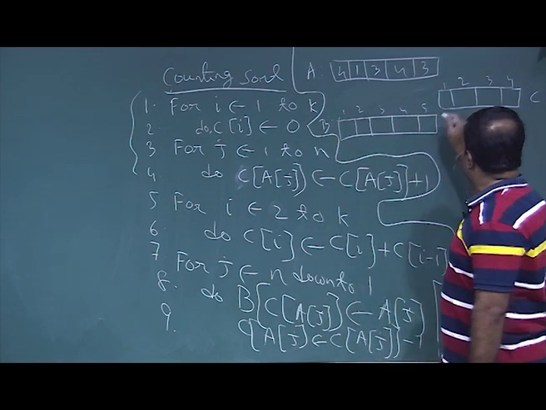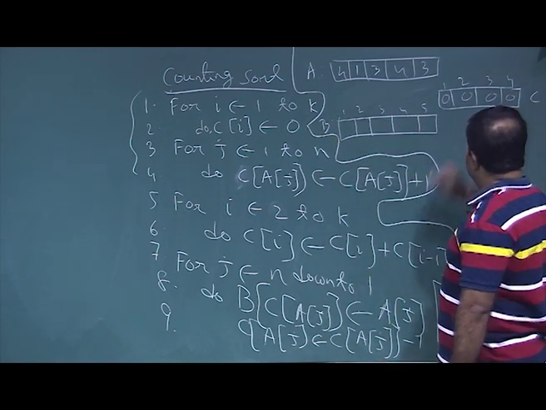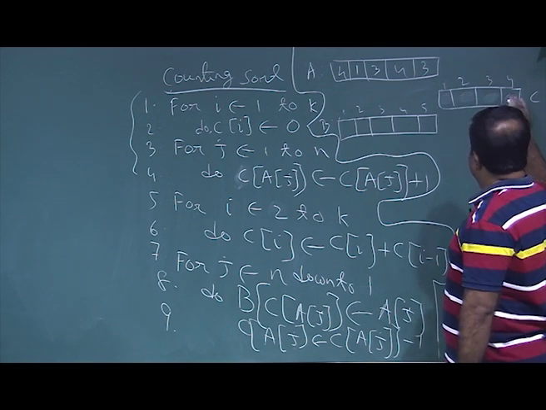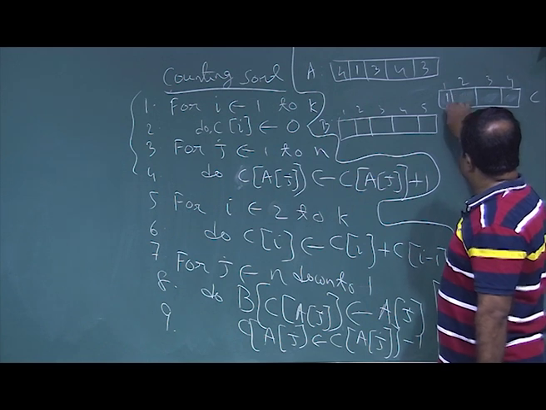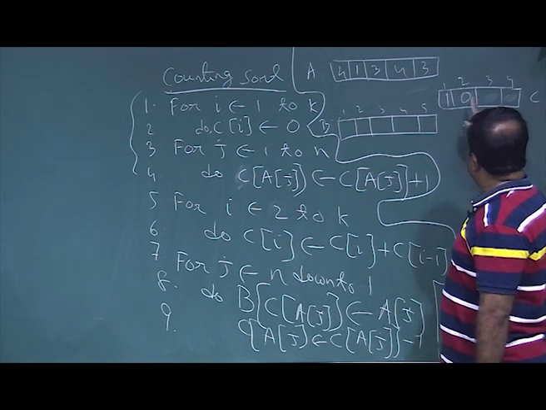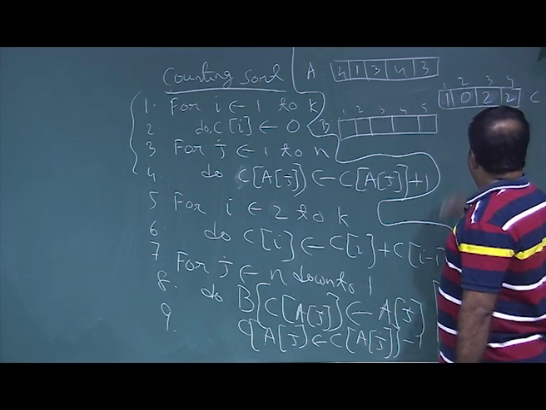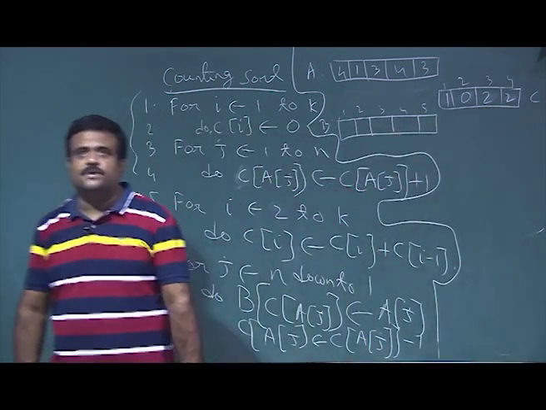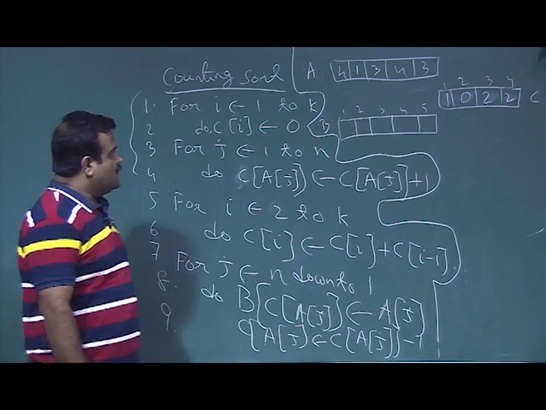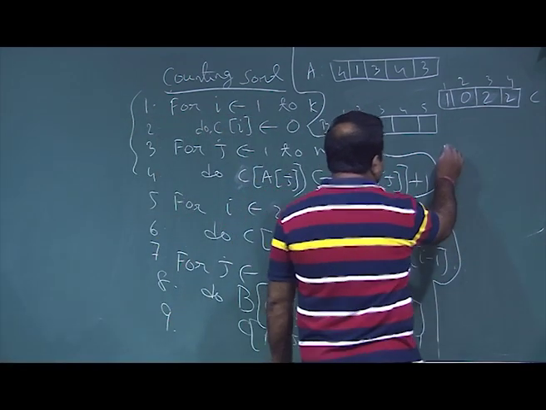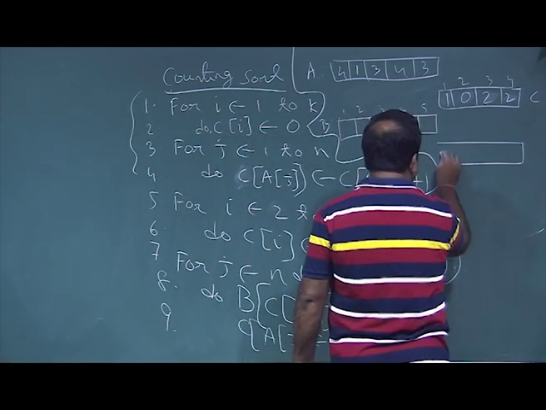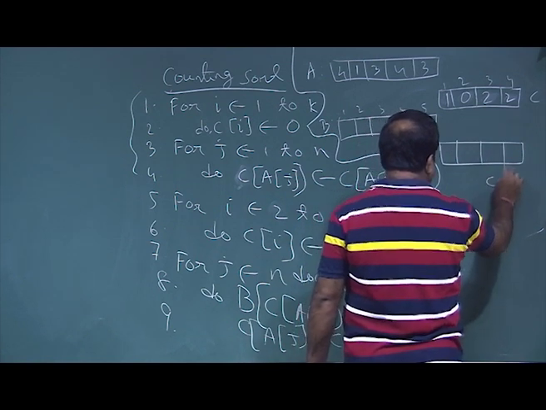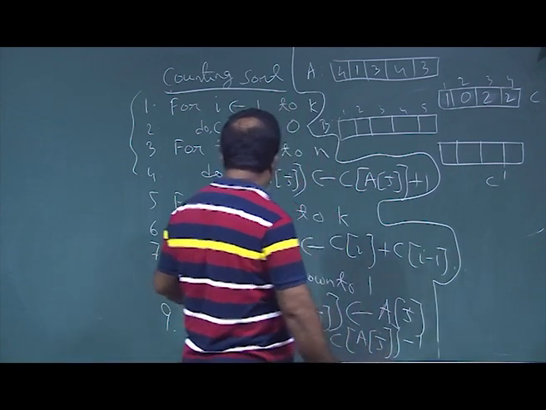So, we initialize C by 0 and then we put in the frequency. After this there is only one 1, no 0, no 2, two 2. So, this is C after the frequency count. Now, after that we have to compute C prime, the cumulating frequency. So, this is basically our new C.